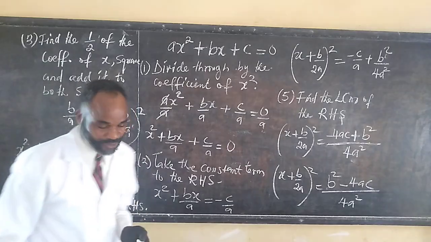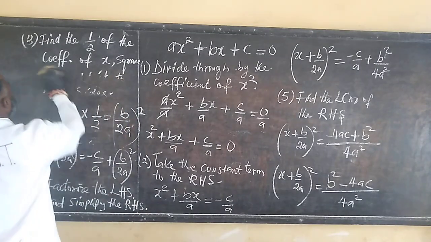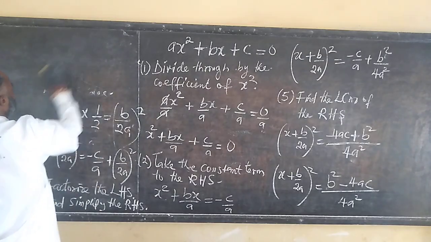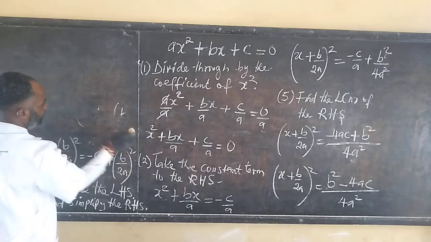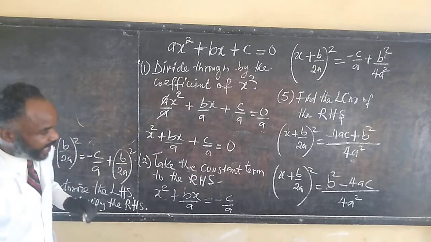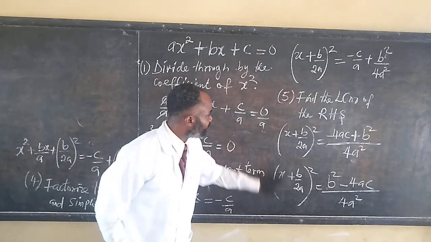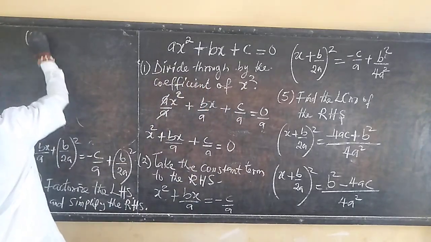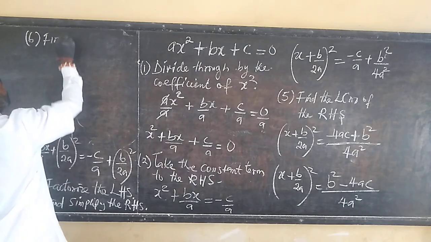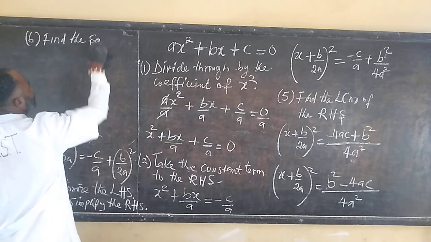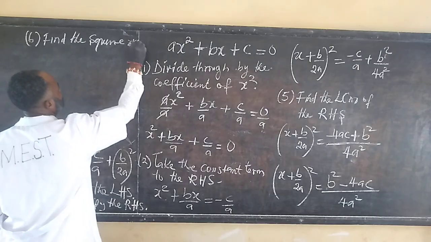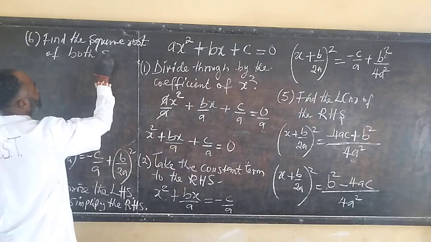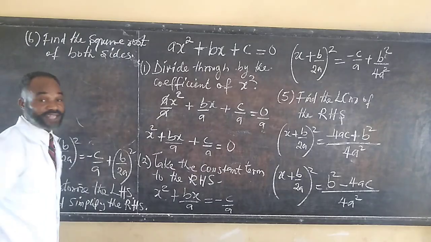Alright? Okay, let's just clean this part and see what the next step will be quickly without wasting time. Okay, now we have this. The sixth instruction should be: find the square root of both sides. Sixth one is find the square roots of both sides. Nice, that is it.